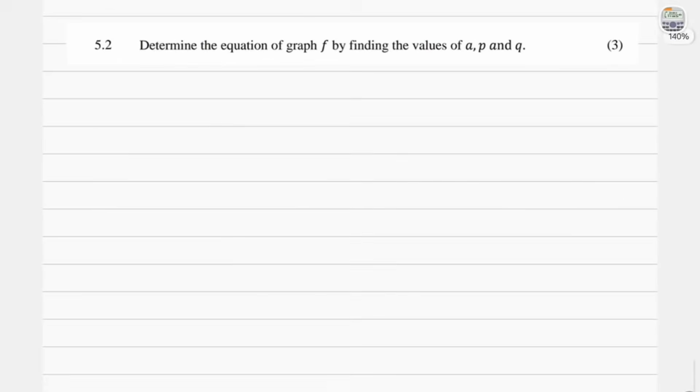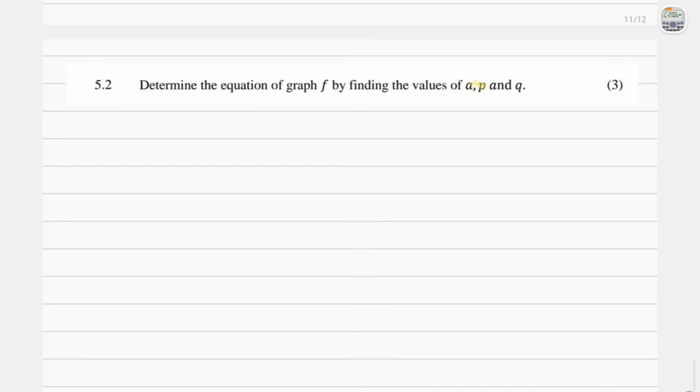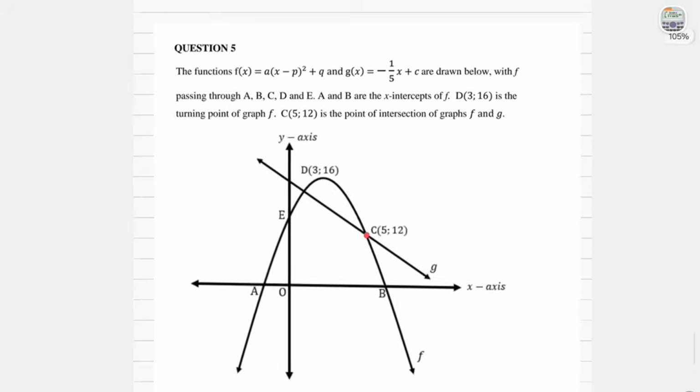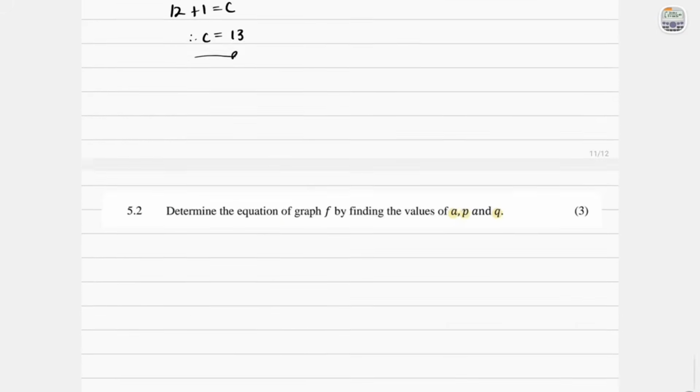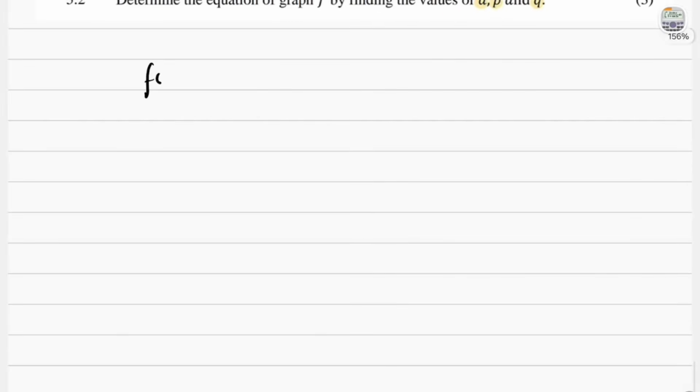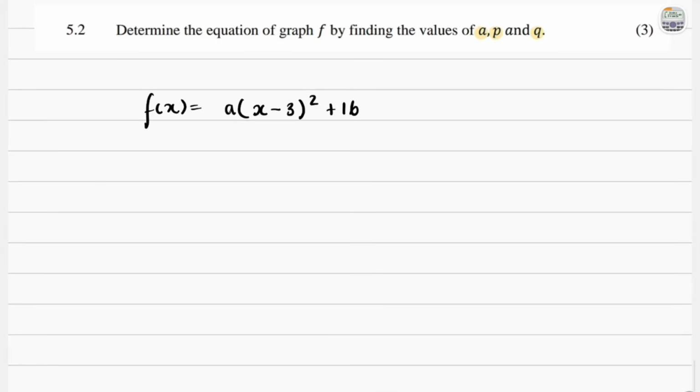Question 5.2 says, determine the equation of f by finding the values of a, p, and q. So let's go ahead and look at our graph of f. What do we have? Well, first, it has been written in turning point form, which is great because they also gave us the turning point. This is the turning point at D, and so we know the values of p and q. The p value is the x value of the turning point, and q is the y value. So we can substitute those. So we have f of x is equal to a multiplied by x minus p, but we know that is 3 now, all squared, plus q, and we know that is 16. So you see from this equation, the only thing missing is a.